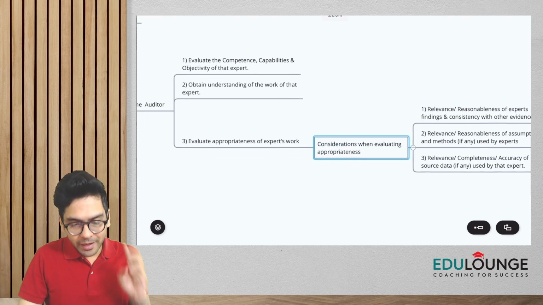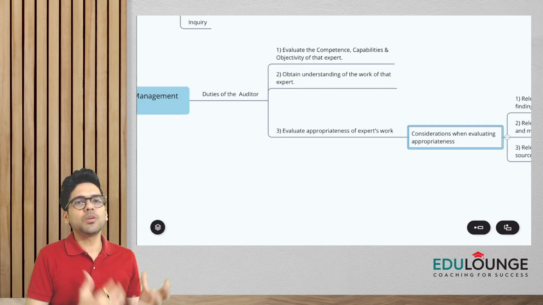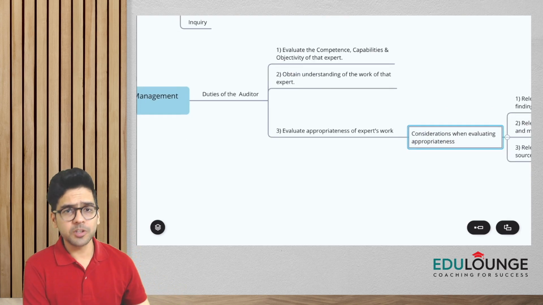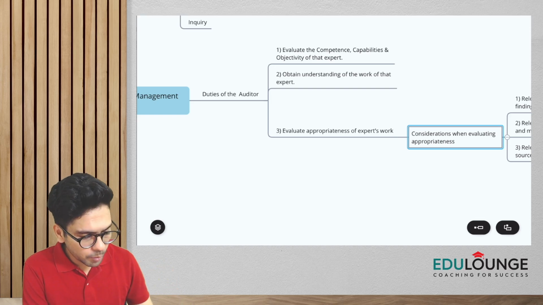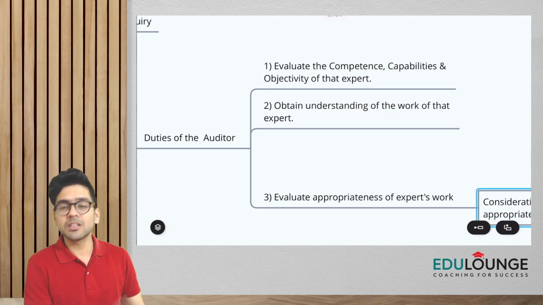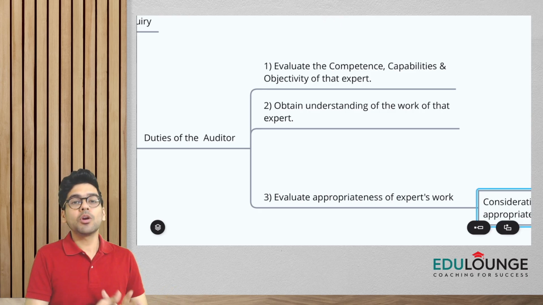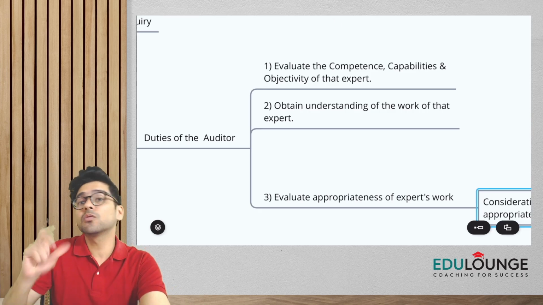So guys, you can't directly just use or rely on the management expert's work. Basically we have certain duties. So first three things, what are the three things? Number one, you have to see the capabilities, competency, and objectivity of the expert. Second, you have to obtain an understanding of his work and see whether his work is appropriate or not.